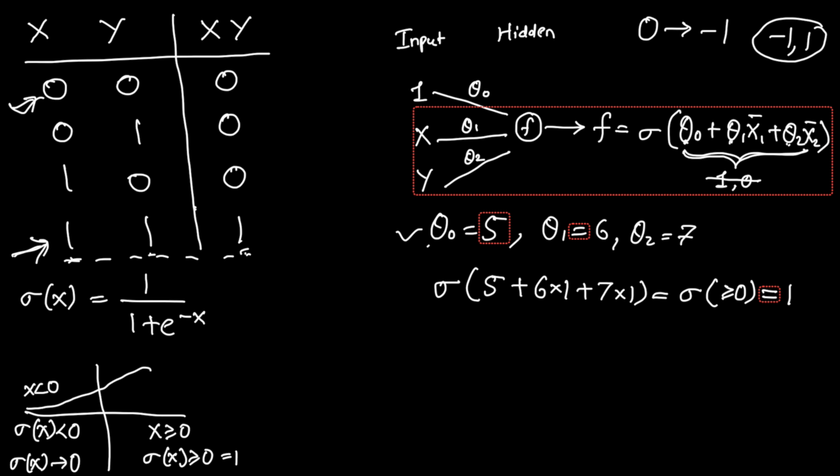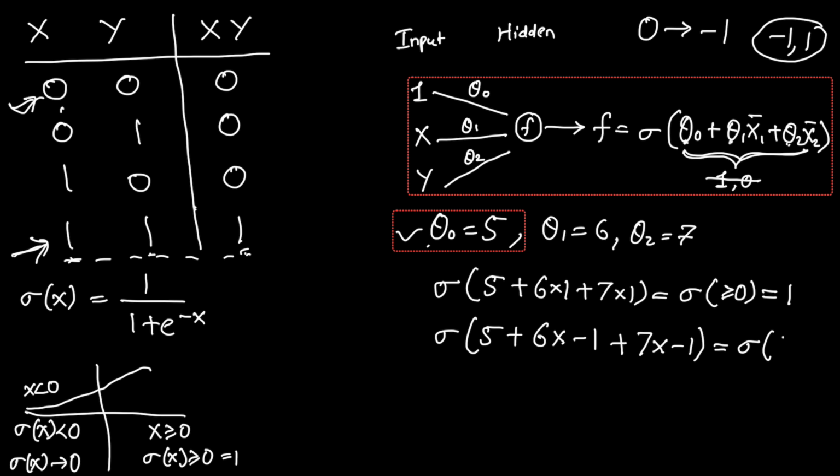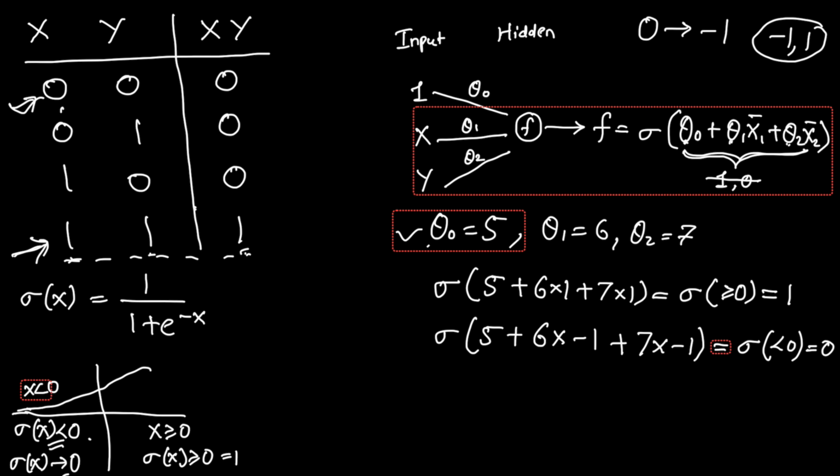So it would be sigma 5, now 6 into -1, because 0 is -1. Similarly 7 into -1. So this would be sigma of some negative value, which is good because I know that when x is less than 0, the output that I will get is 0. So good. That means this combination that I just first took also works for this.